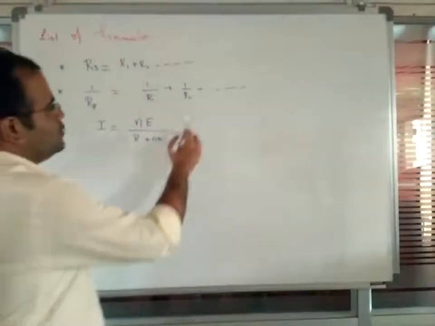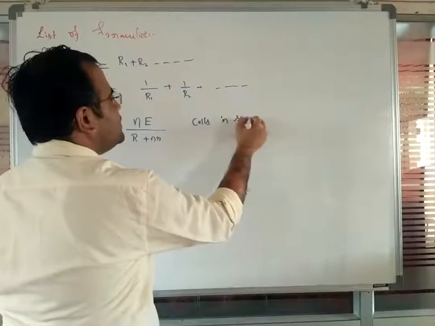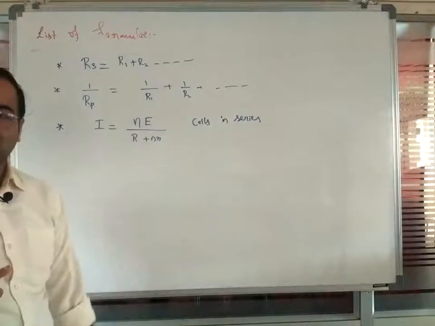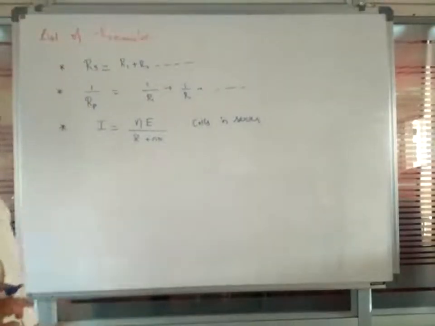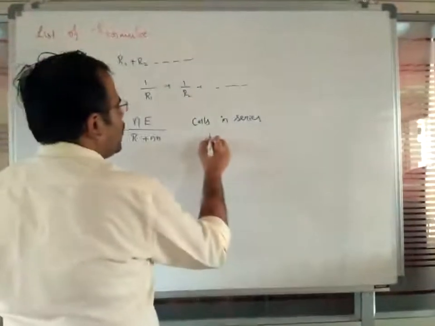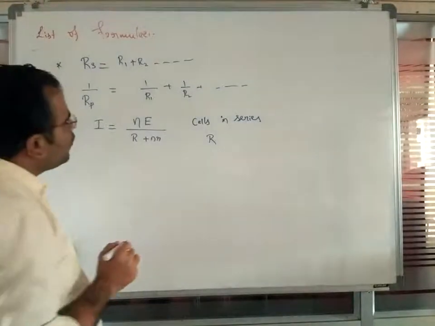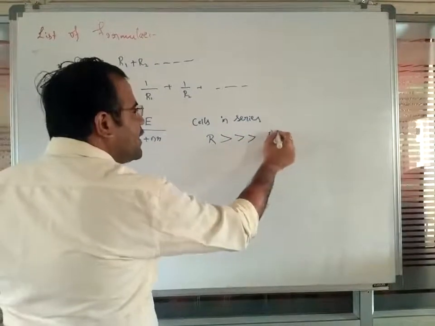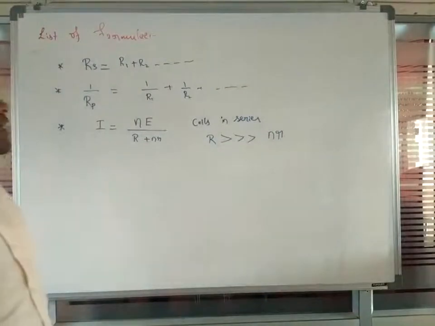So you are going to observe cells in series. Whenever you observe cells in series, this is the condition: I is equal to N into E divided by R plus N into r. Here one more important thing: this R should always be greater than the sum of the internal resistors.